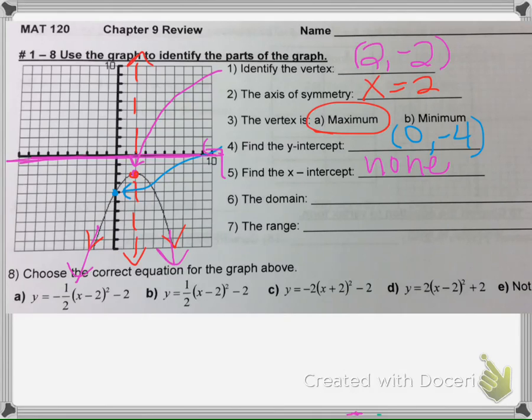And then the domain are all the x values. So we can see that the graph is going infinitely to the left and the right, so we get all real numbers.